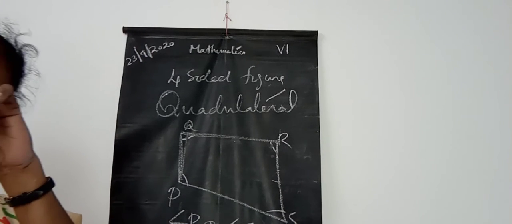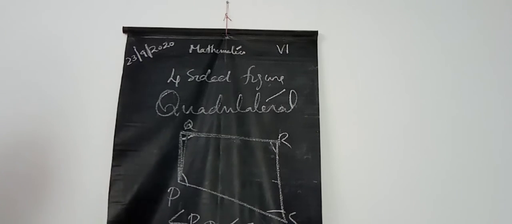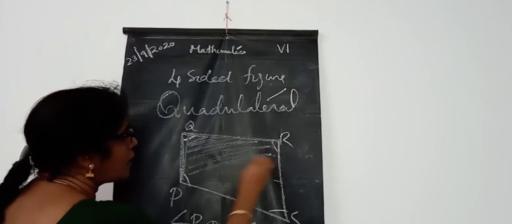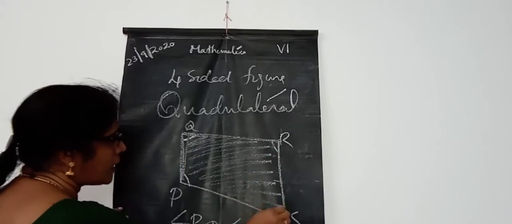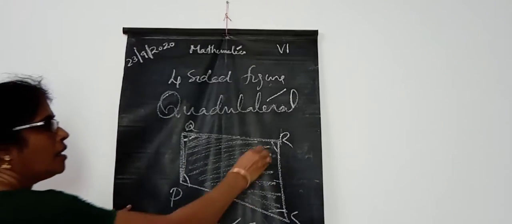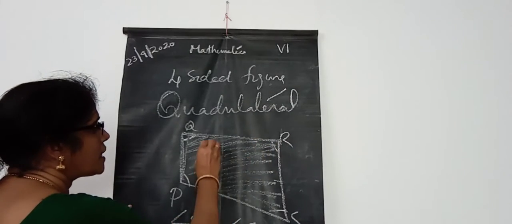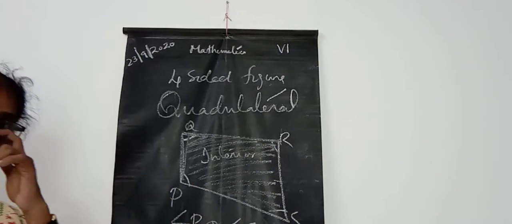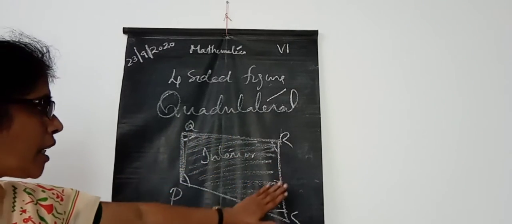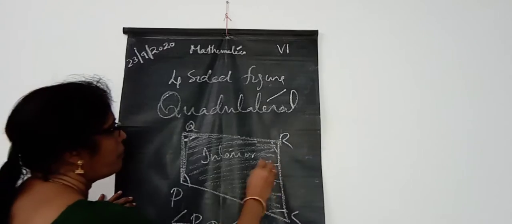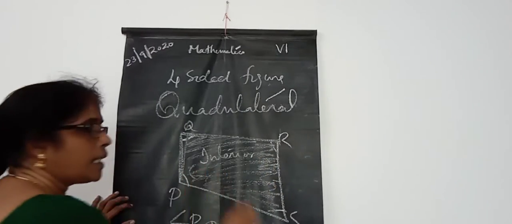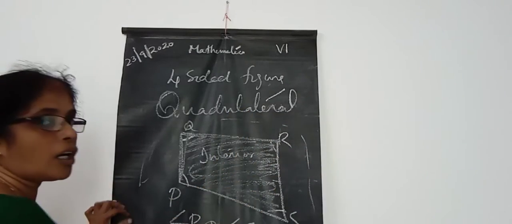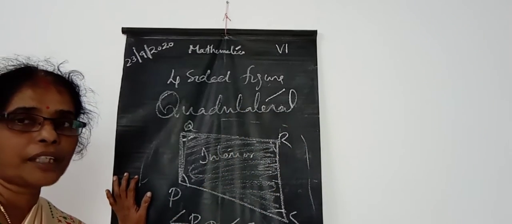Did you understand, children? What are the angles and what are the points? Look here, children, at this PQR. Inside of this quadrilateral, we can call it the interior part of the quadrilateral. This shaded part is the interior part of the quadrilateral, and this outside we can call the exterior part of the quadrilateral.